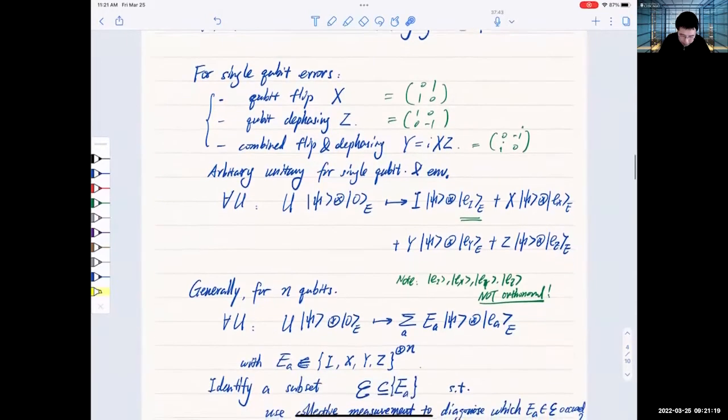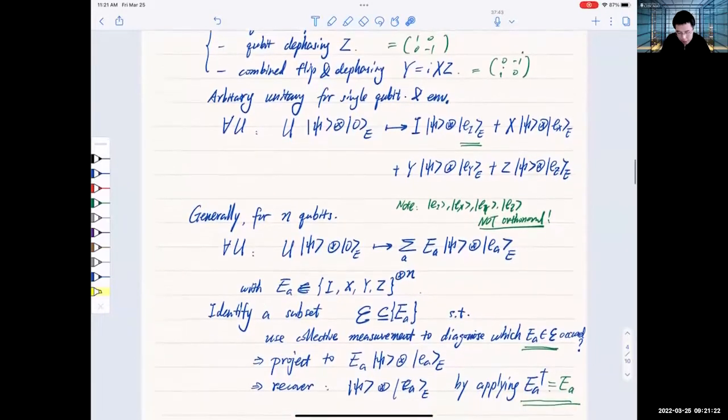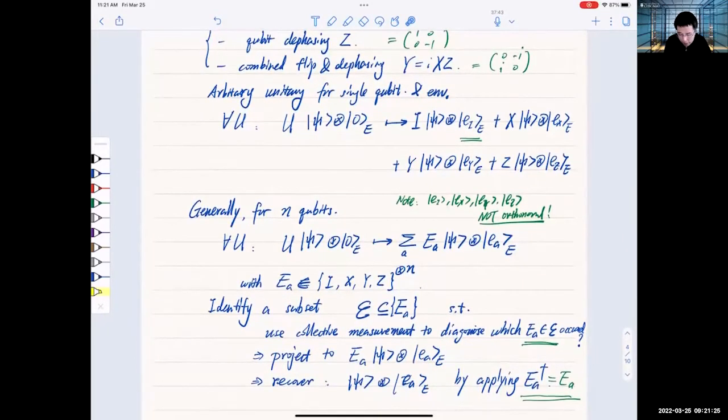Okay, with that stated, the error correction task is to identify a subset of errors, just a subset of all possible Pauli errors, so that we can use some collective measurement, as we'll talk about a little bit, to diagonalize which error in the subset has occurred so that we can correct it. So now the task is, for example, to project the different errors in the subset we want to correct into different subspaces.